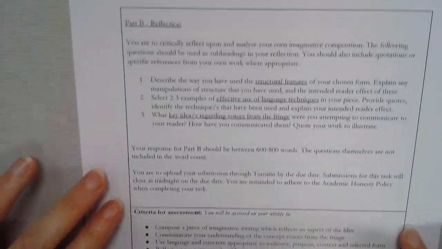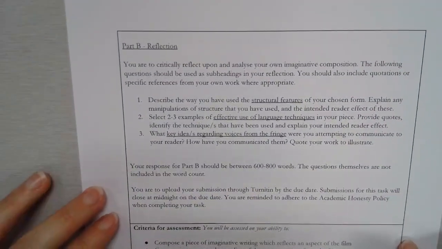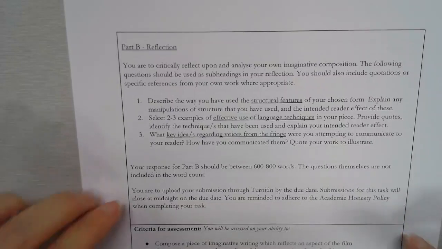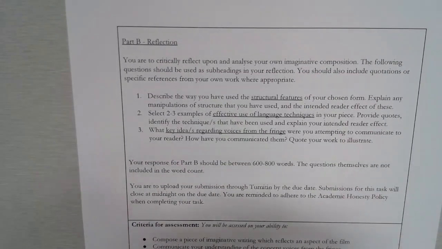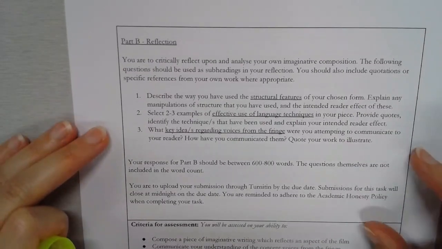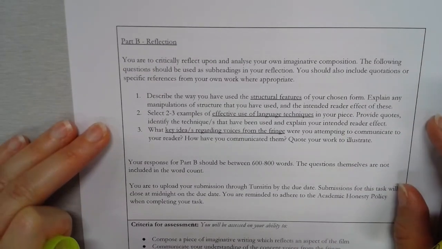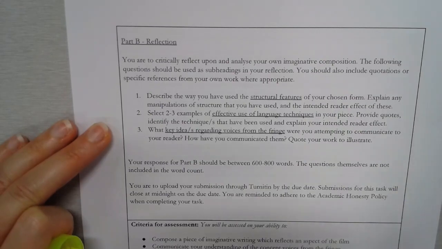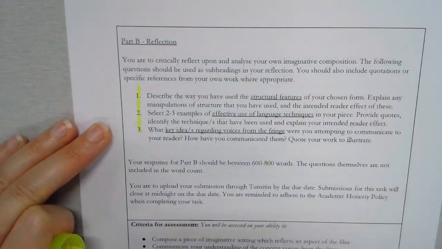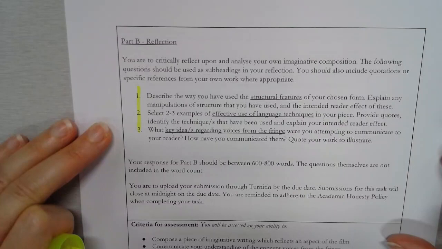When we look over at part B, so part B is a reflection. So you are to critically reflect upon and analyse your own imaginative composition. The following questions should be used as subheadings for your reflection. You should also include quotations or specific references from your own work where appropriate. So part B, you're reflecting on your imaginative task from part A. And these questions here will become subheadings in your reflection.